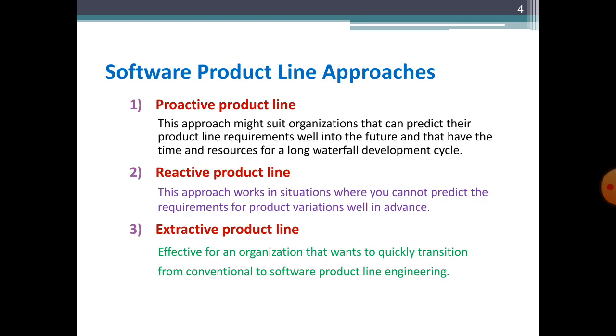So students, let's discuss the different approaches of software product line. Basically there are three approaches of software product line.